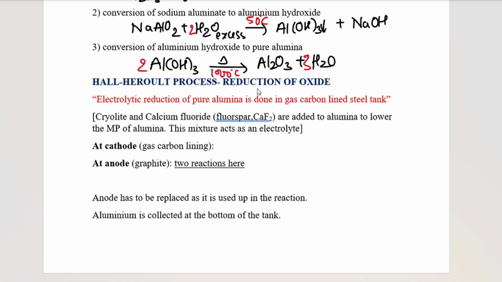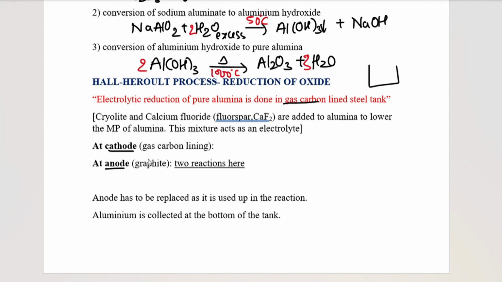Hall-Heroult process, reduction of oxide. After Bayer's process, we get alumina. That will be reduced to metal aluminium by the Hall-Heroult process. Electrolytic reduction of pure alumina is done in a gas carbon lined steel tank. We use a steel tank which is lined with gas carbon. So gas carbon here will be acting as the cathode. And what is the anode? Graphite. So both are inert electrodes.